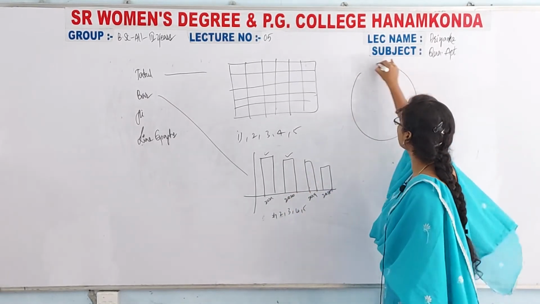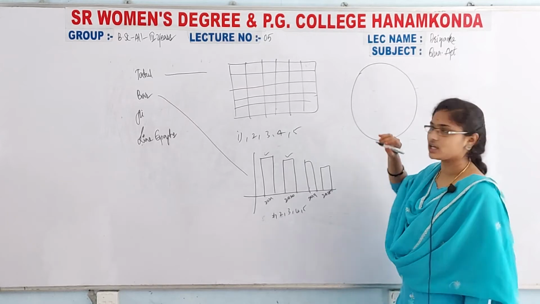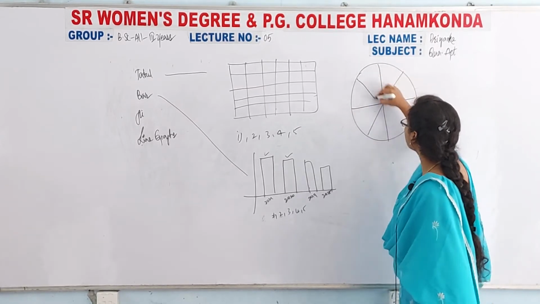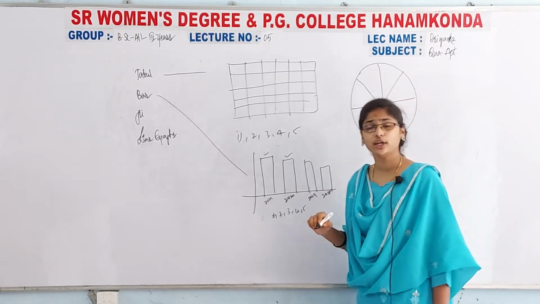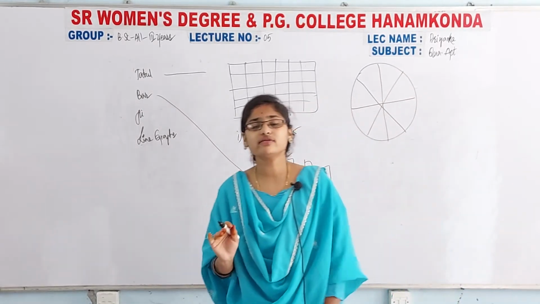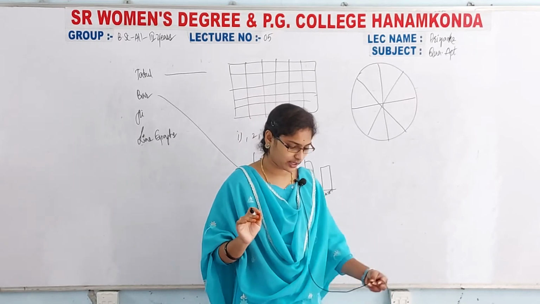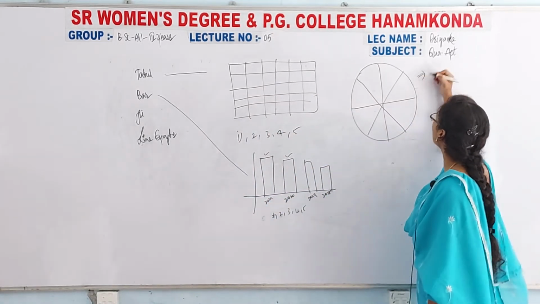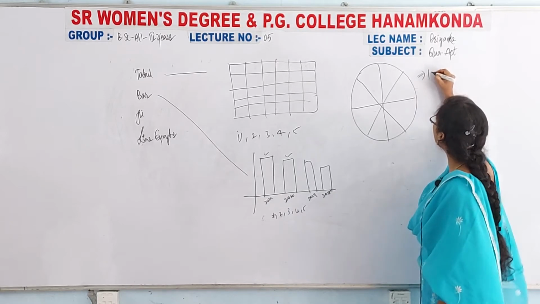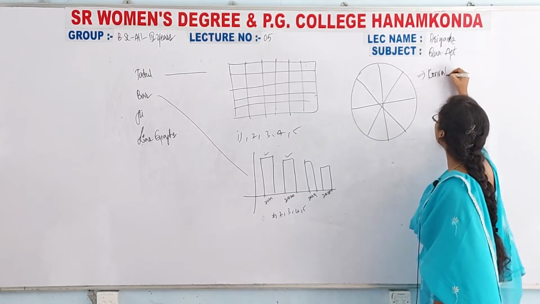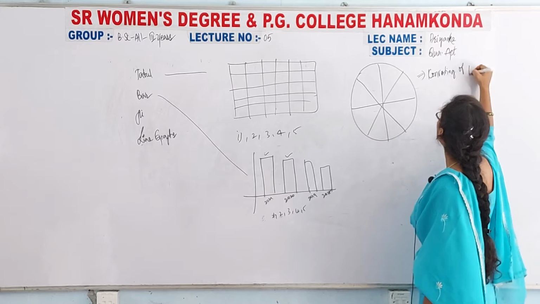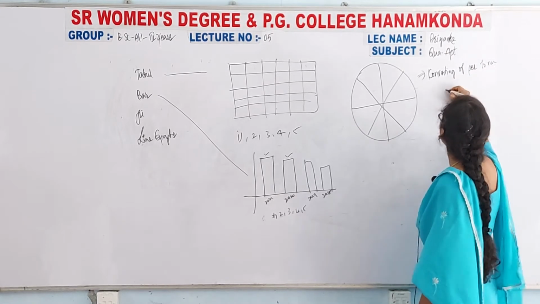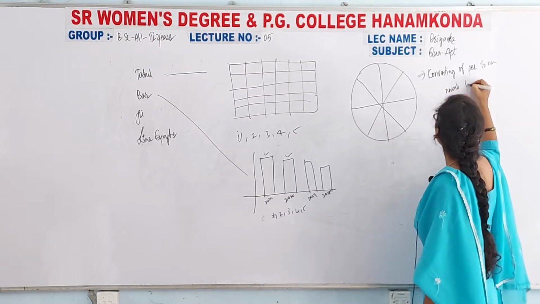Next coming to the pie charts. Pie charts means they will give the information in a circle. Sometimes they give the information in number form and sometimes they give the information in percentage. So if they give it in percentage, you have to convert it into numbers. So for this you just have to remember the formulas, how to convert percentage to number and number to percentage.